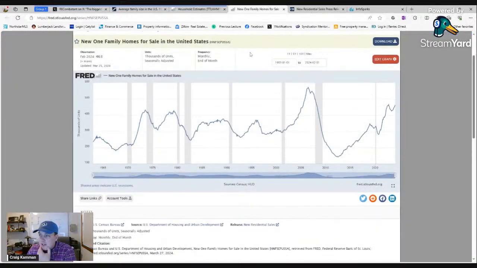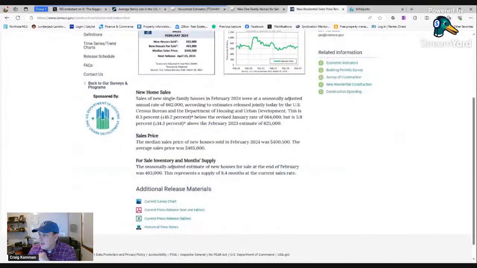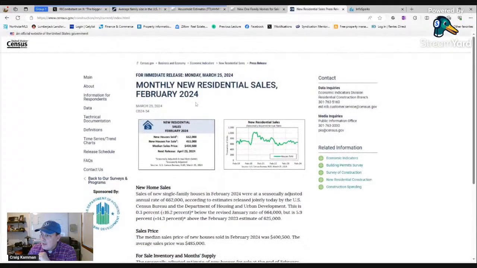So then when I backed this up, I caught myself after I posted it and said, new one family homes for sale. So this is new construction. And this has tripped up a couple people online before. It tripped me up before, and it tripped me up again. So the title on this one is very tricky. If you see this chart, understand this is new construction data: new home sales, sales price, and then for sale inventory month supply, new residential sales. So look for that detail.